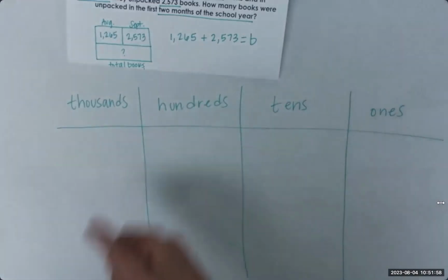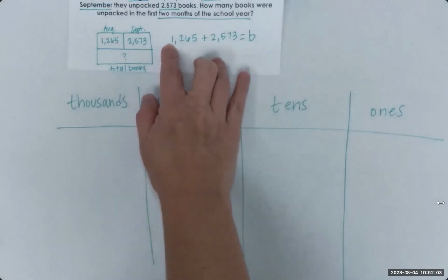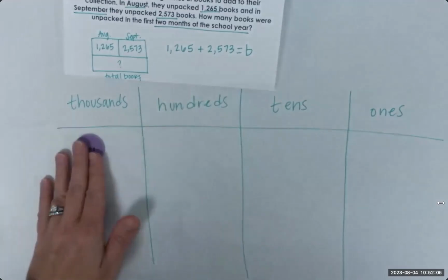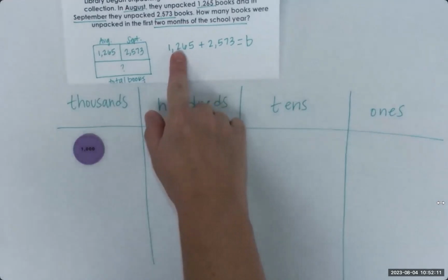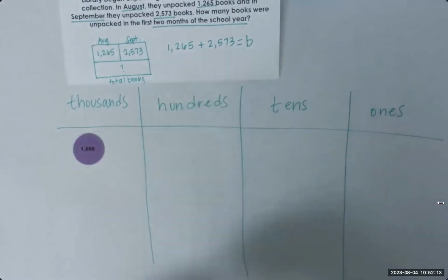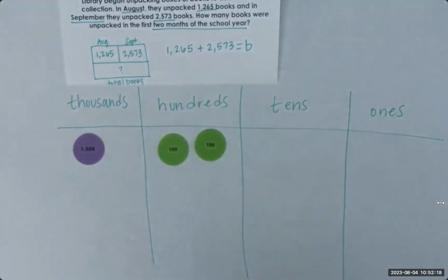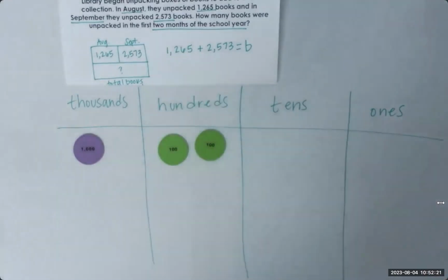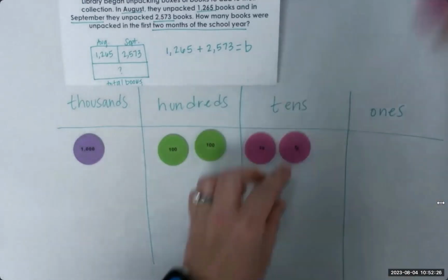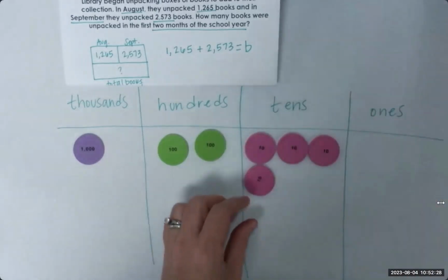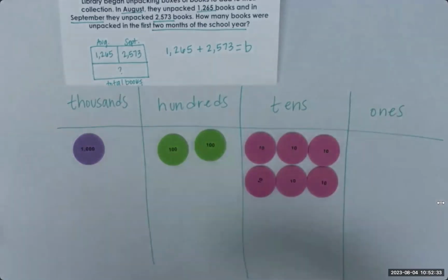So I'm going to represent that first add-in, 1,265. So again, I'm going to look at my number here, and I see that there's a 1 in the thousands place. Okay, so that represents 1,000. Okay. Next, I'm going to go to my hundreds place, and I've got 2 hundreds. I'm going to place my 2 hundreds there. Okay. Next, I have 6 tens. 1, 2, 3, 4, 5, 6. Okay. And then finally, I have 5 ones.